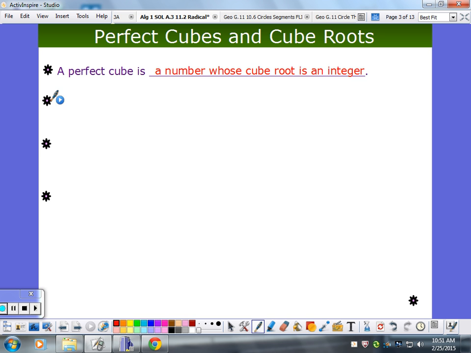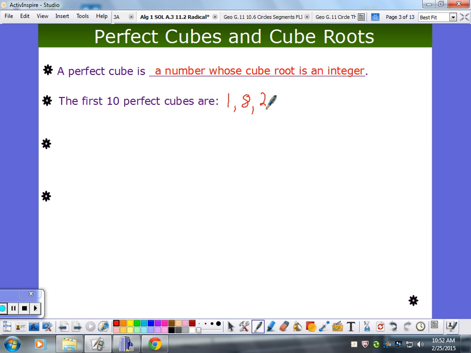Let's think about the first 10 perfect cubes. Now you rattled off those perfect squares. Perfect cubes, probably not memorized. How do you get those perfect squares? You did 1 squared, 2 squared, 3 squared. So how am I going to get perfect cubes? 1 cubed. What's 1 cubed? 1 times 1 times 1. 1. 2 cubed.